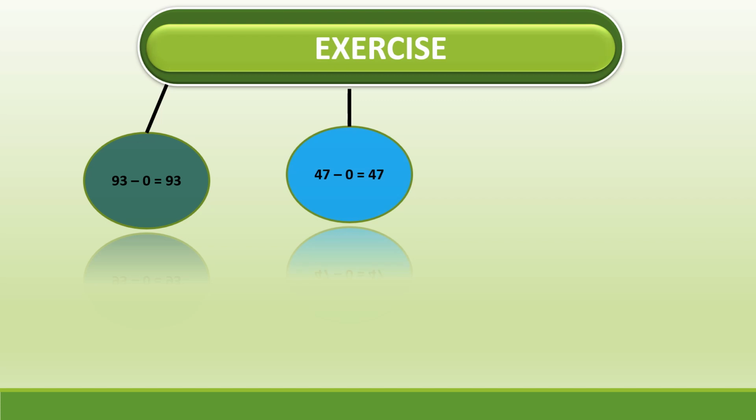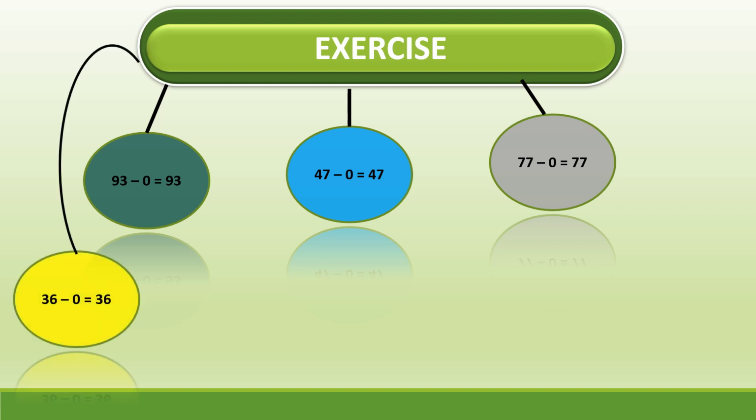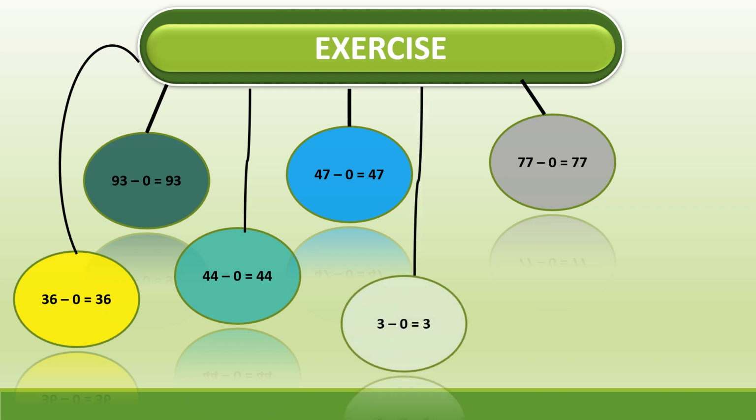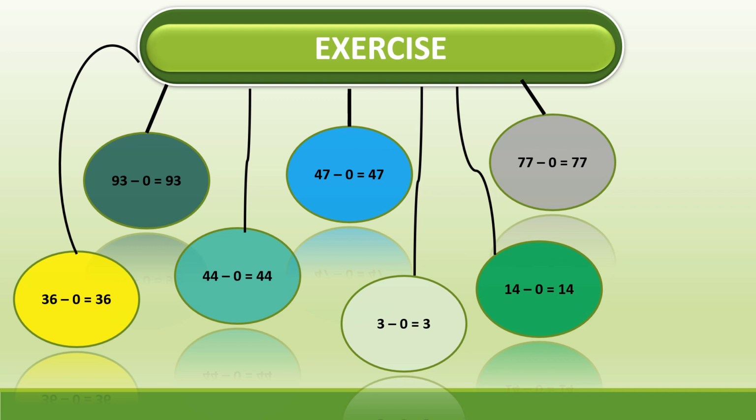The next one, 47 minus 0 gives how much? 47. 77 minus 0 equals to 77. 36 minus 0 equals to 36. 44 minus 0 equals to 44. 3 minus 0 equals to 3. 14 minus 0 equals to 14. And at last, 58 minus 0 equals to 58.